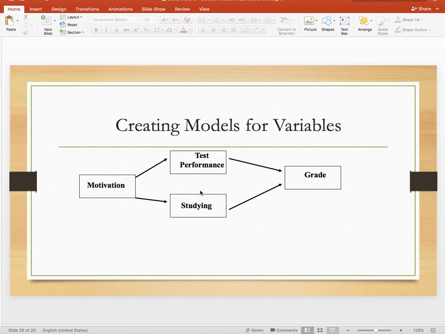Perfect. If we take away motivation, which ones are then going to be exogenous? If we take away motivation. Exactly right. So test performance and studying will become exogenous because now we assume that nothing is affecting them in our model. And then grades would be the only endogenous factor in this particular case. Everyone good? Questions, concerns up to this point?